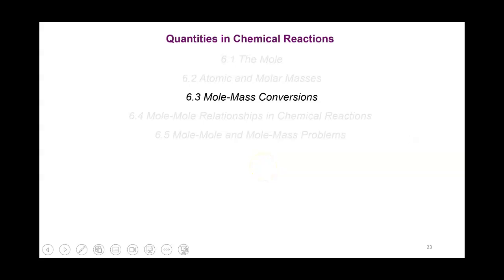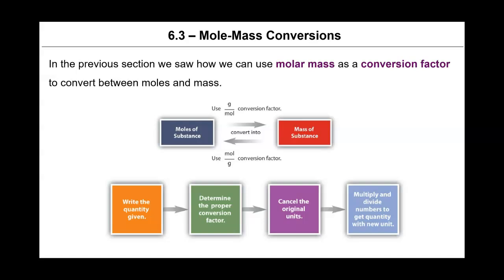In section 6.3, we look at mole mass conversions, that is, converting between the number of moles of something and the number of grams, or the number of grams of something and the number of moles of that thing. In the previous section, we saw how we can use molar mass as a conversion factor between moles and mass. Depending on what direction we want to go, whether from moles of something into mass in grams, or from grams of something into moles, will determine how we use the molar mass as a conversion factor.